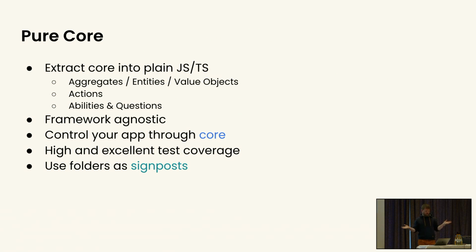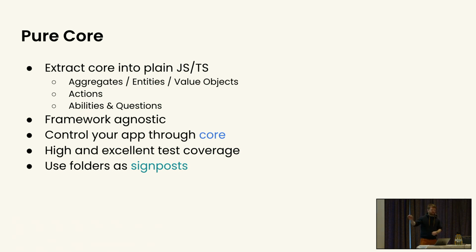Now we have a pure core. We have extracted the core into plain JavaScript or TypeScript. We have the aggregates, entities, value objects. Everything makes up the aggregates. We have actions, abilities, a nice inventory that we can now throw at our UIs or at state charts, for example. Since this is all framework agnostic, we can control our entire application through this core folder or core package, wherever you want to store it. And it's so satisfying to review a PR that changes the behavior of your application or your UI, but never touches the UI code.